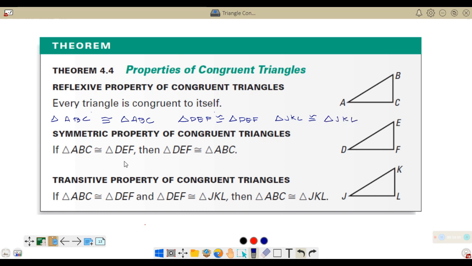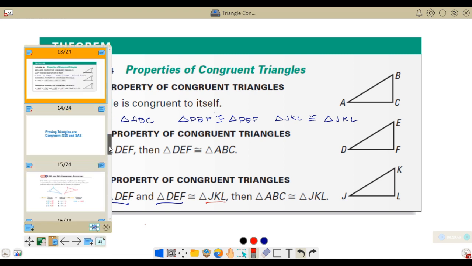Okay? For the symmetric property of congruence, even if you reverse the sides of the congruence, they are still congruent. So triangle ABC is congruent to triangle DEF is the same as triangle DEF is congruent to triangle ABC. For the transitive property, we always have a common element in between. So if triangle ABC is congruent to triangle DEF and triangle DEF is congruent to triangle JKL, then ABC is congruent to JKL. Okay? I just discussed it quickly here.